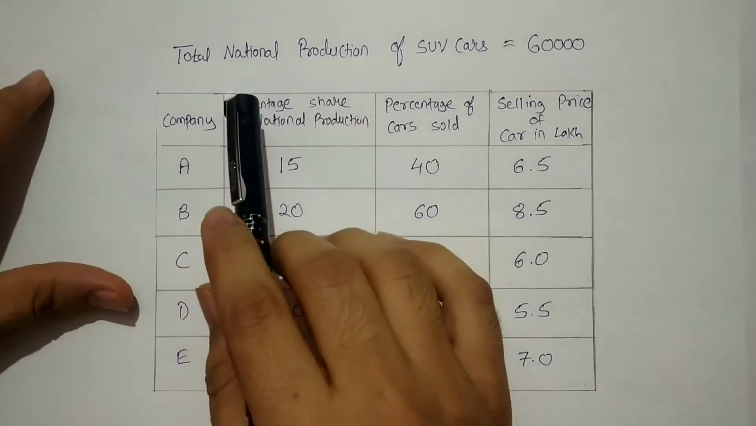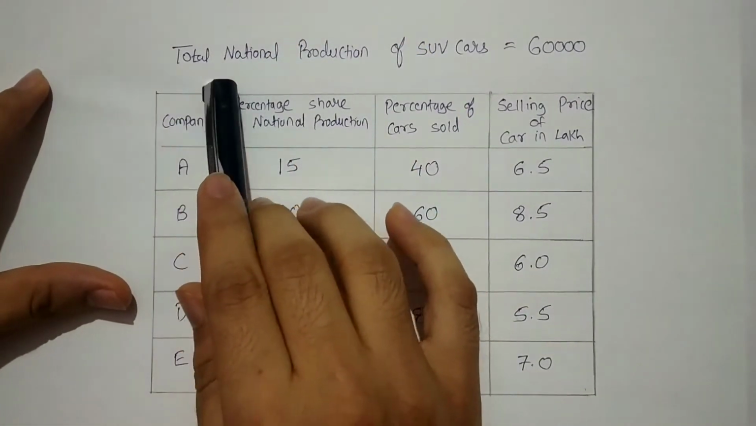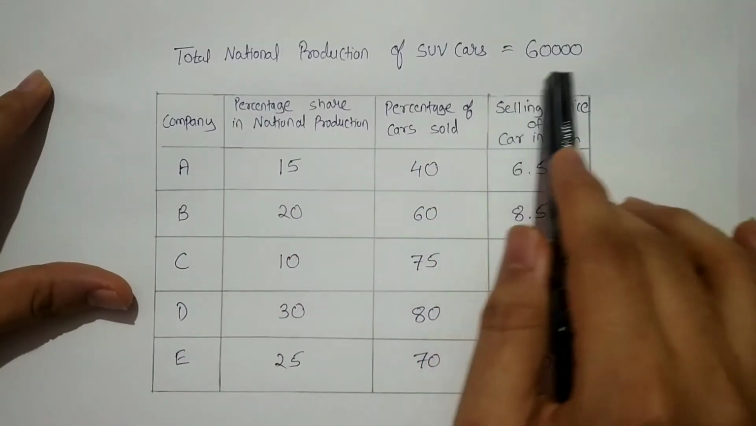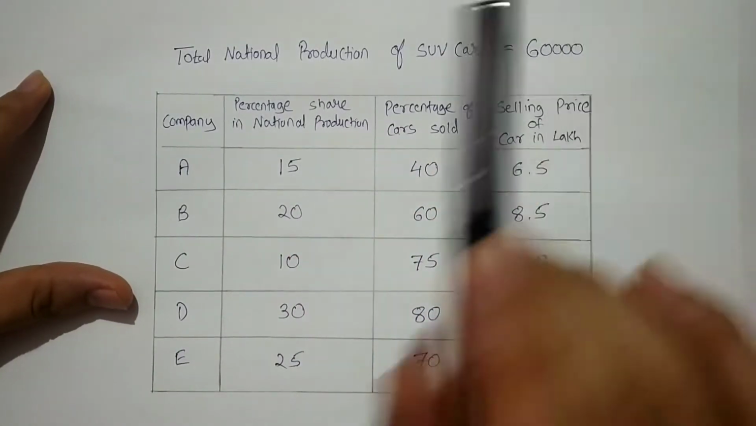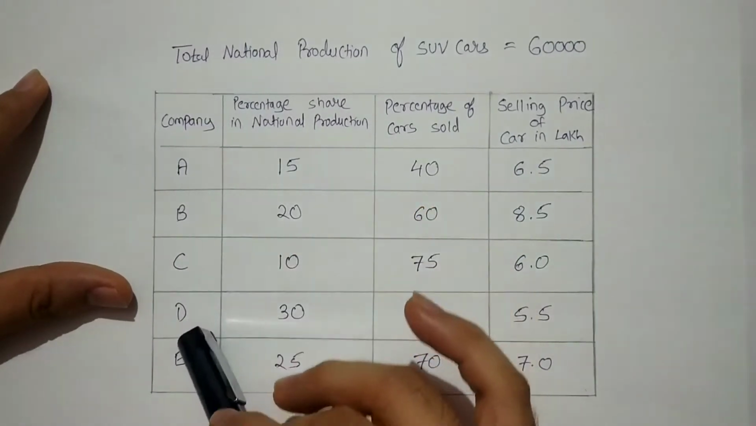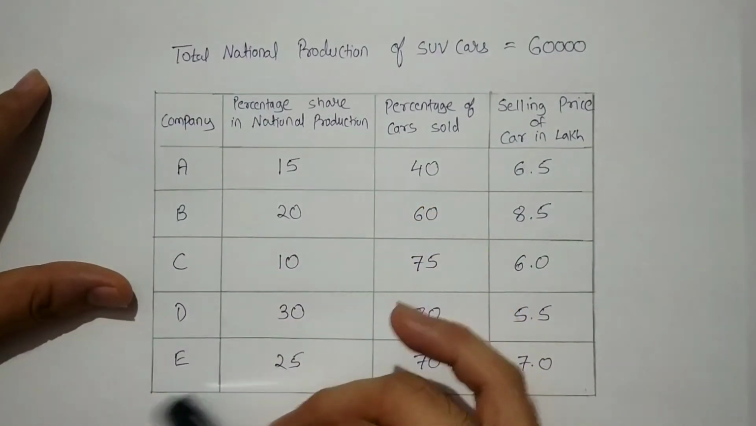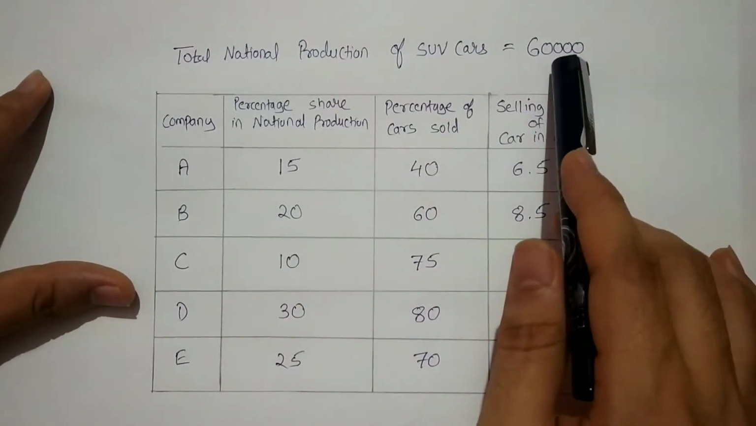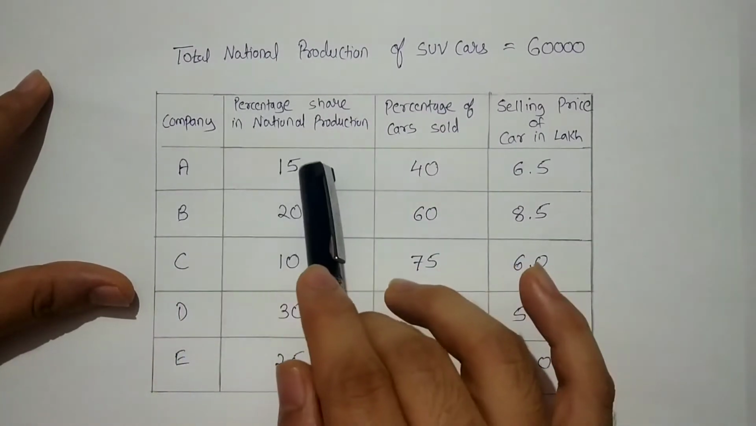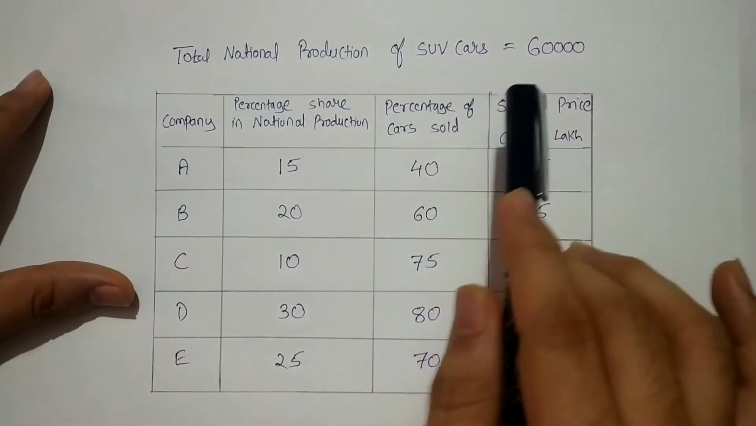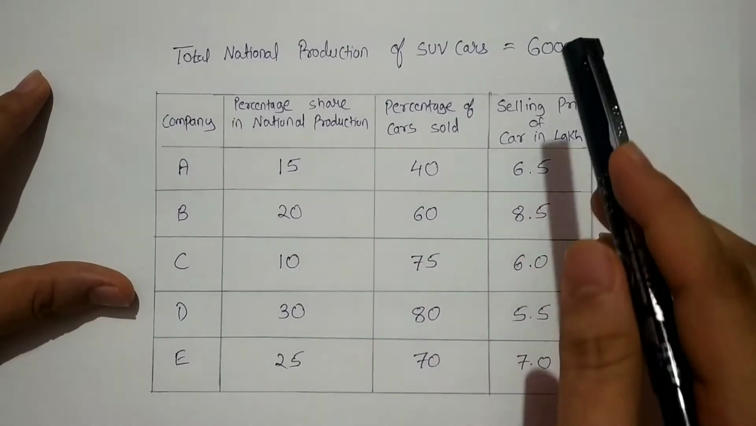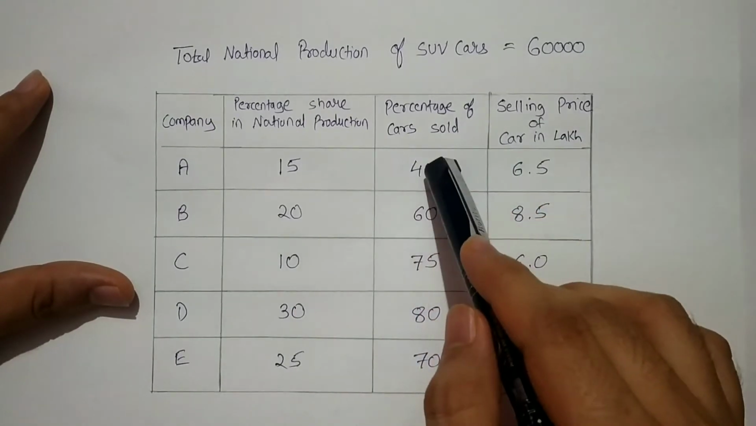Now as you can see in this table, they have given you total national production of SUV cars, that is 60,000 production they are doing in a particular period, and they have given you 5 companies, that is A, B, C, D, E, and they have given you percentage of share in national production. So out of 60,000, A company has 15% share, B company has 20% share, C company has 10% share, and so on. And they have given you percentage of cars sold.